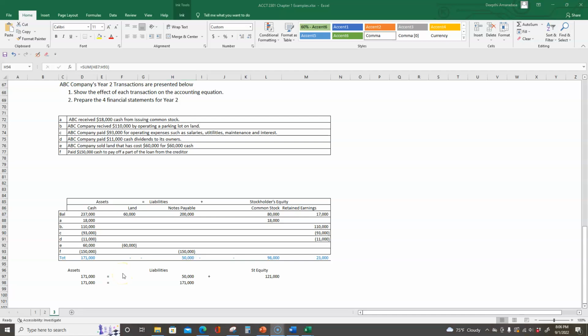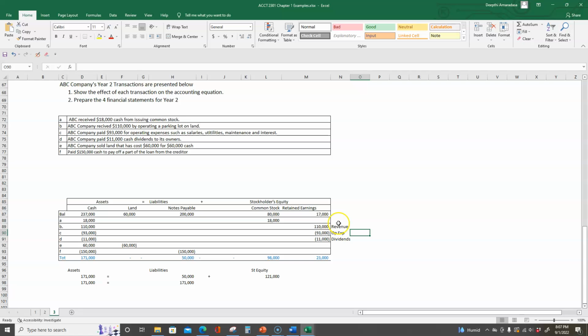Now that we're done with all the transactions for the year, we can go ahead and prepare the 4 financial statements for year 2. The totals for each account that we have is already listed at the bottom here because I had a running total. Before we do the financial statements, I want to make a note on the retained earnings. Transaction B was for revenue. Transaction C was for our expenses. And transaction D was for dividends. This will help when I'm doing the financial statements.